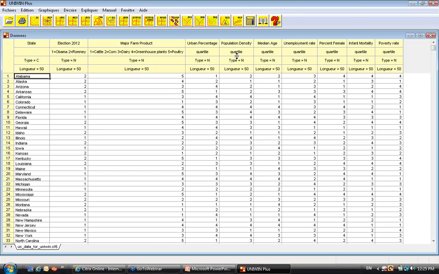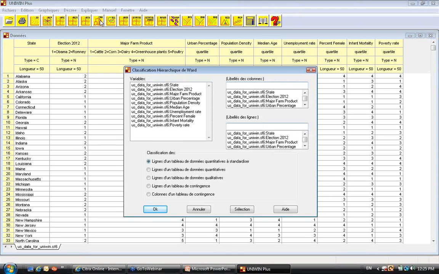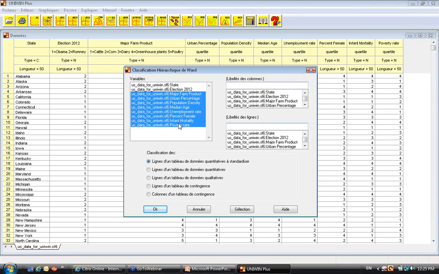To do a cluster analysis on these variables, I'll look for the dendrogram on the toolbar. There it is, and it says hierarchical classification. All right, let's push that button. It'll come up with a dialog box. The first thing it wants to know is what variables I want to use to classify the observations. And I'm going to choose everything from major farm product down to poverty rate.